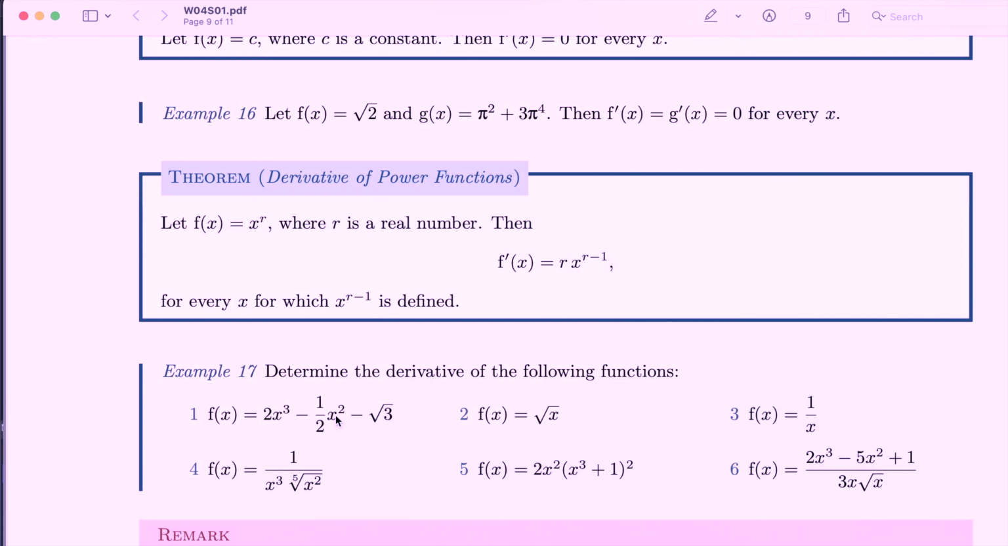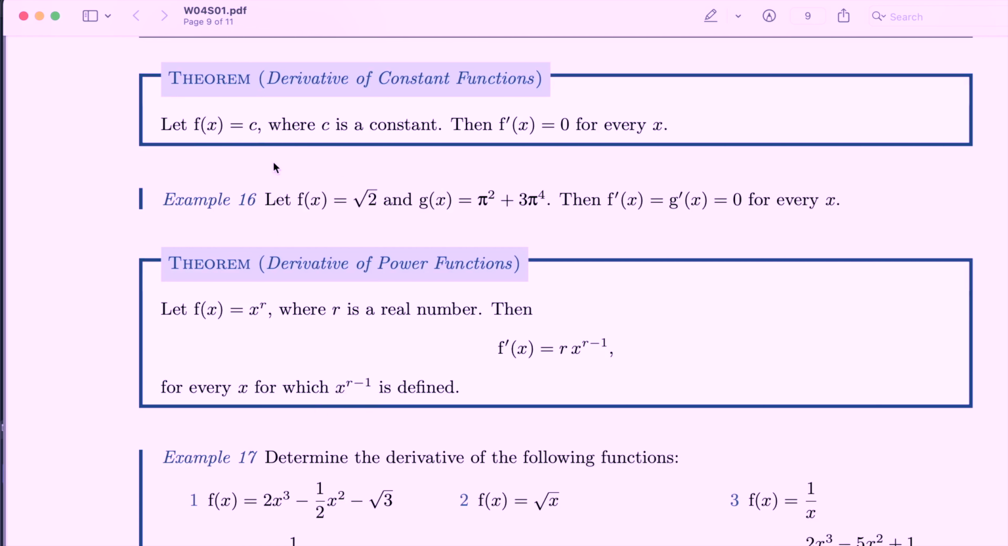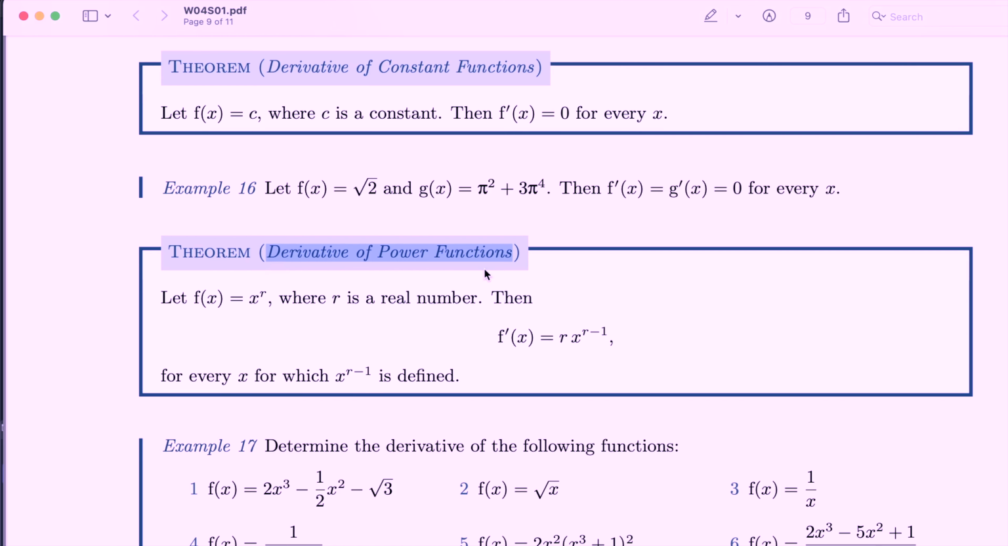So let me also show you. For example, I told you that if a function is constant, its derivative is 0 for every x. For example, if I give you the square root of 2 and I ask you what its derivative is, it is 0. If I give you this function, its derivative is 0 because it's constant. So one of the very important formulas, hopefully you remember it from your high school, is the power function. X to the power r, its derivative is this one.